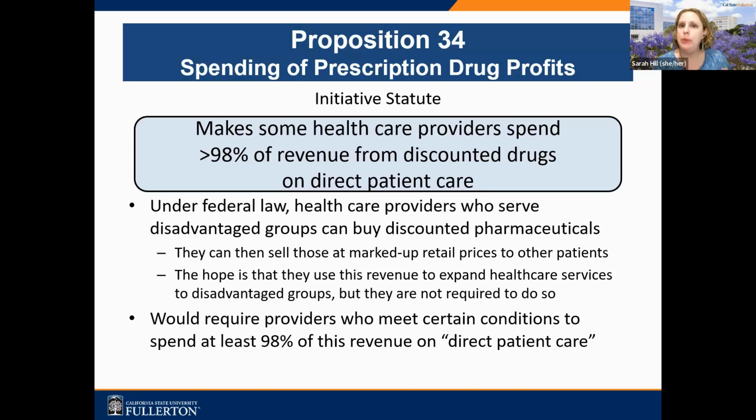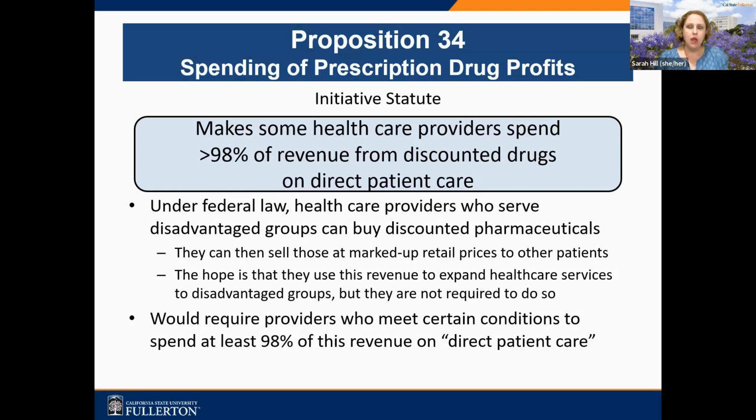The federal government is helping you make a profit in return for serving disadvantaged communities. The hope, the idea, is that these providers will use that profit, that revenue, to expand their services to disadvantaged groups. So we're going to let you make profit, and we hope that will encourage you to continue to serve and expand your services to disadvantaged groups. But they aren't required to do so. They don't have to, but that was the idea.